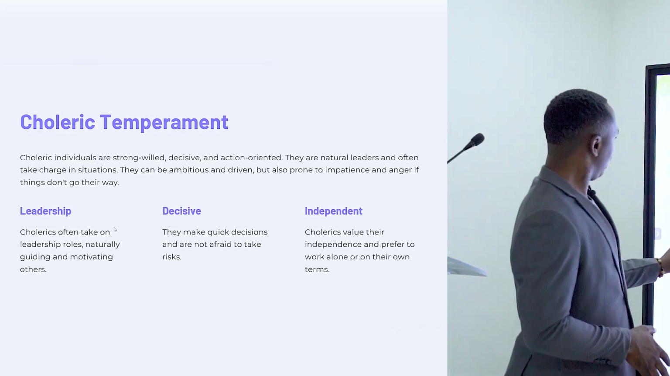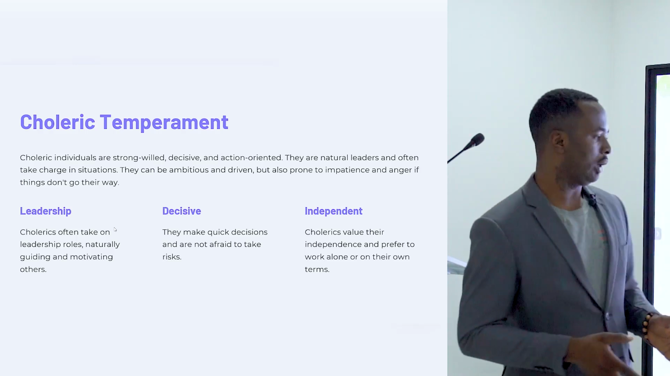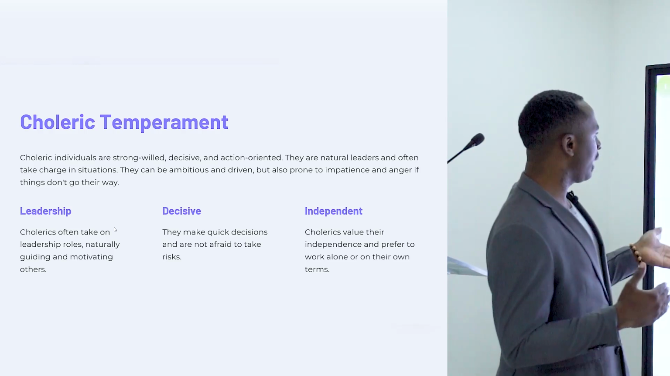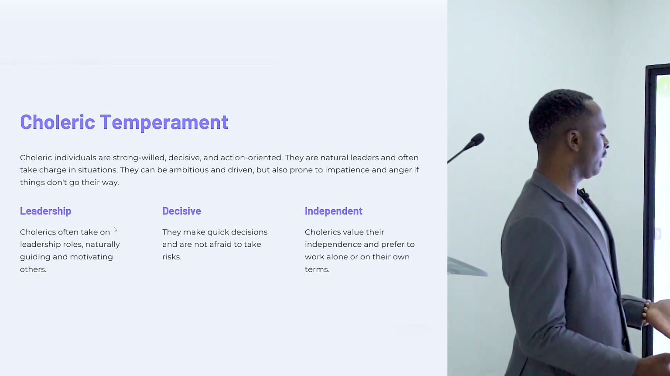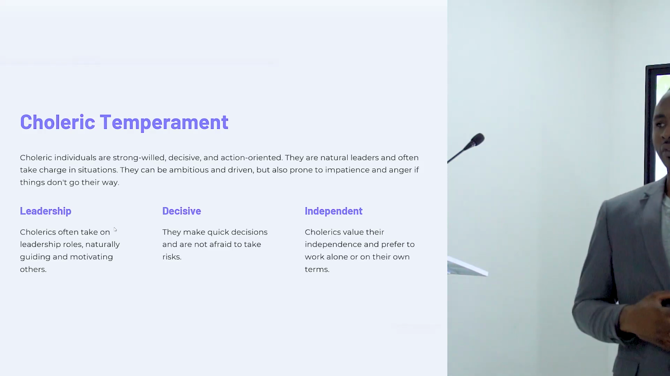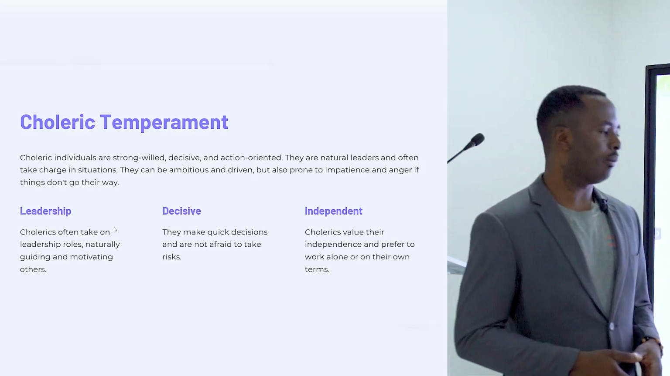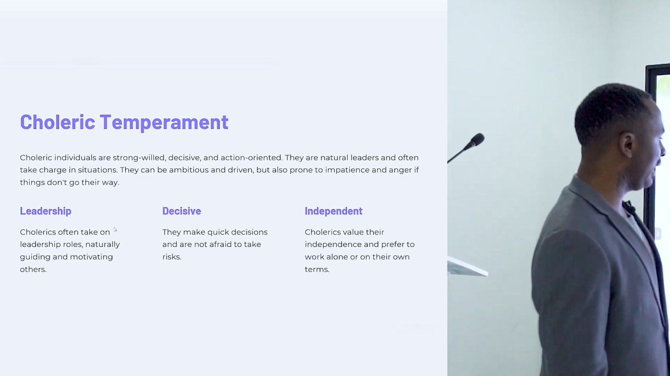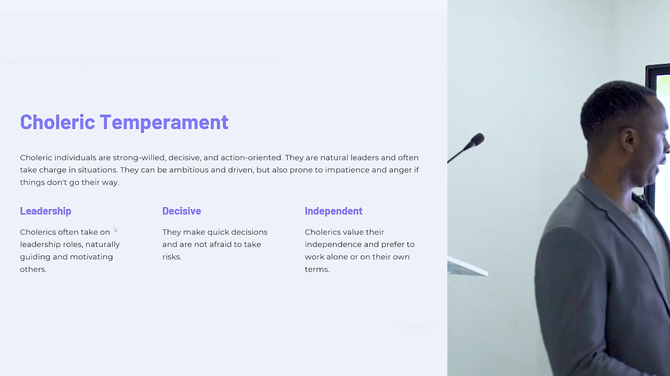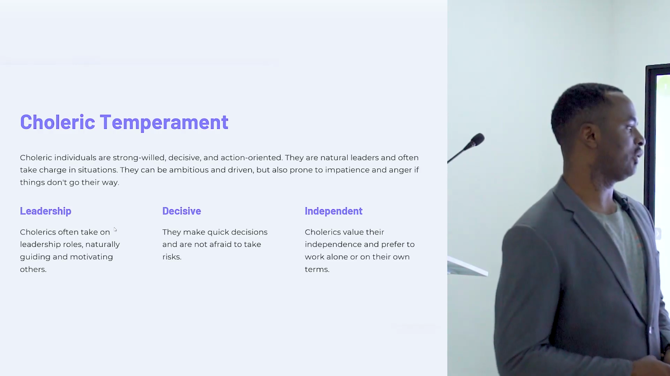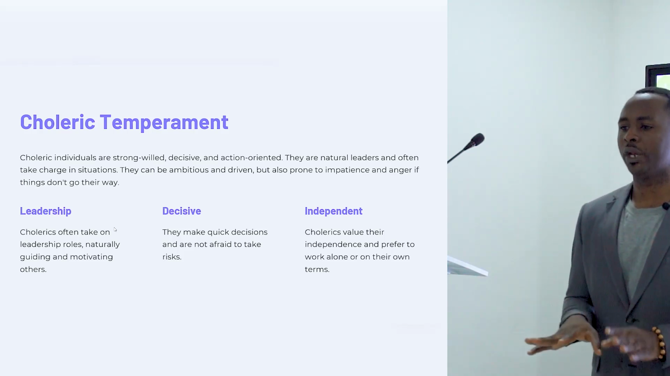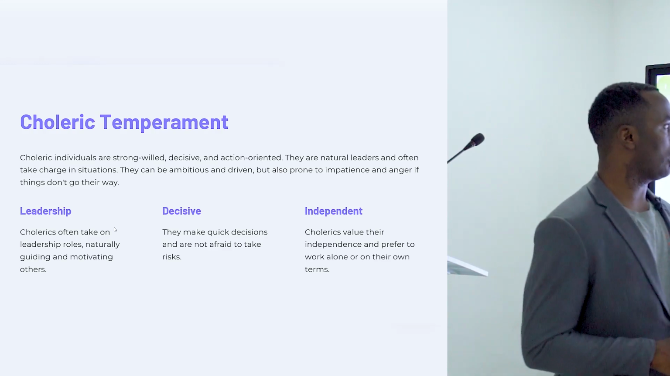Now, let's look at some of the characteristics of a choleric person. They have leadership capacity. Cholerics often take on leadership roles, naturally guiding and motivating others. So if you always find yourself liking to motivate others, you are most likely choleric. Decisive: they make quick decisions and are not afraid to take risks. So if you are always scared of taking risks, you are not likely to be choleric. Then independent. Cholerics prefer to work alone or on their own terms. So if you like to work alone, then you are most likely choleric.